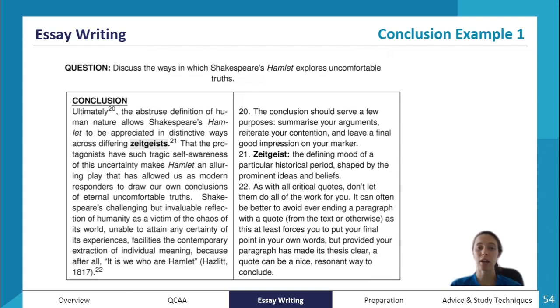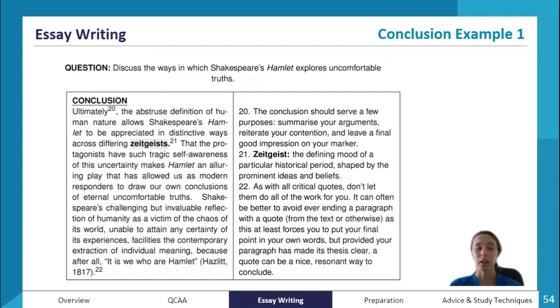So discuss the way in which Shakespeare's Hamlet explores uncomfortable truths is our question again. We've got ultimately the definition of human nature allows Shakespeare's Hamlet to be appreciated in distinctive ways across differing, and however you pronounce that word, I'm not even sure about that one, so I think I won't attempt it. So the conclusion has to have a few purposes. You have to summarize your arguments, reiterate your contention, and leave that final impression on your marker to show your understanding of everything that you've been exploring.